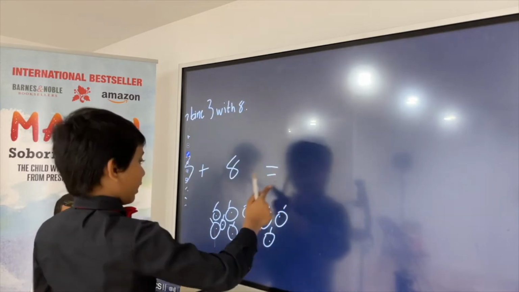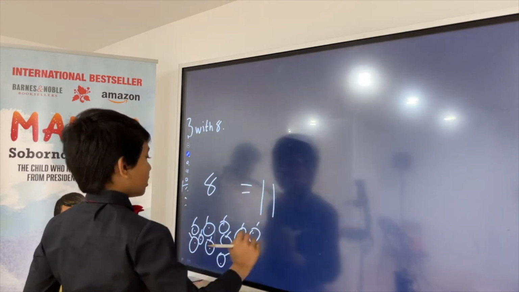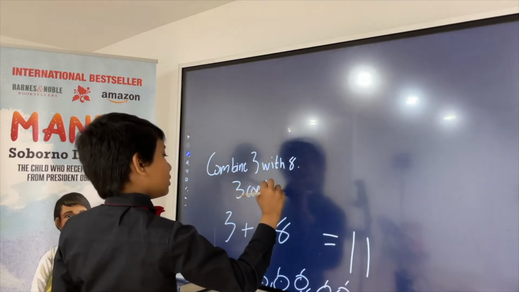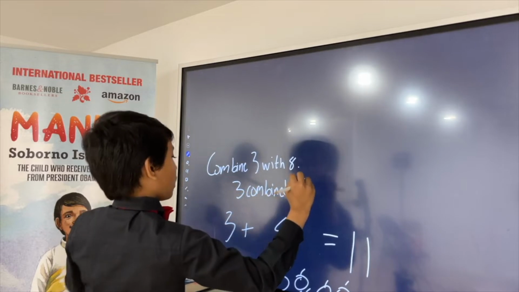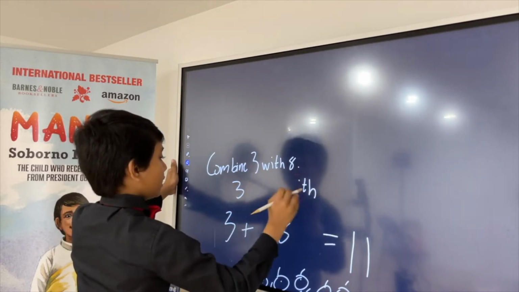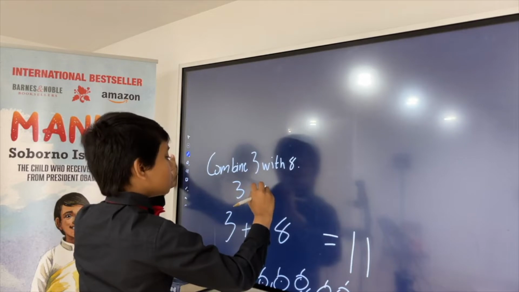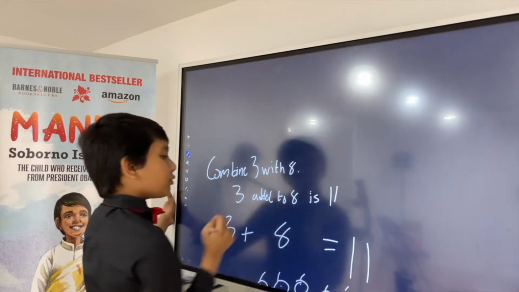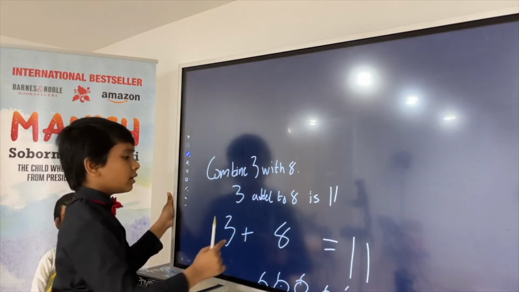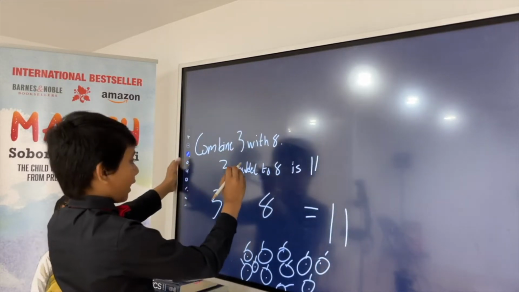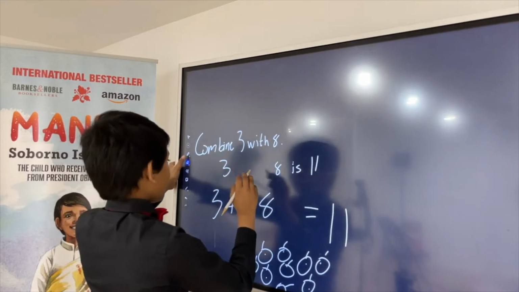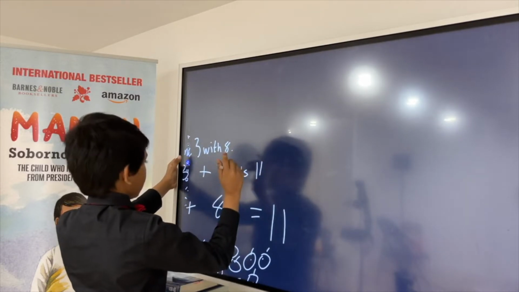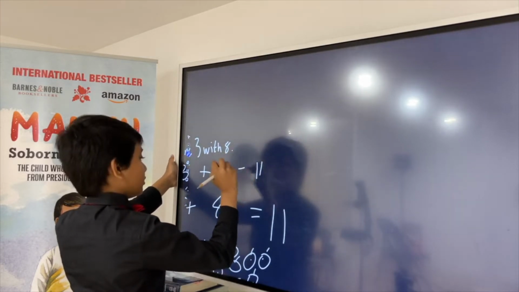So, what do you write here? You have 11. So, 3 combined with, added to 8 is 11. But what if we wanted something even shorter than that? Well, let's take that added to and let's convert that into a new sign, plus sign. Let's take that is and let's make it an equal sign.